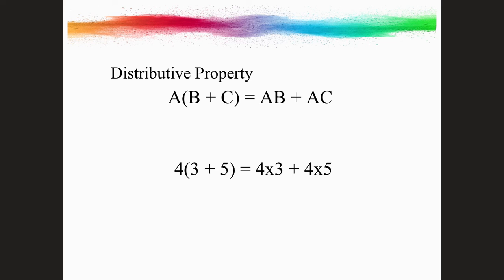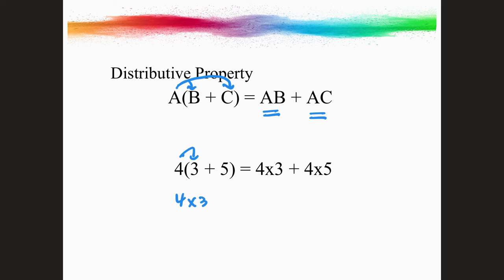So here we have an example of what the distributive property is. Here I'm taking this A and I'm distributing it to this term here B, and I'm taking this A and distributing it to this term here C. And my result is AB plus AC. So with numbers, this is what it looks like.